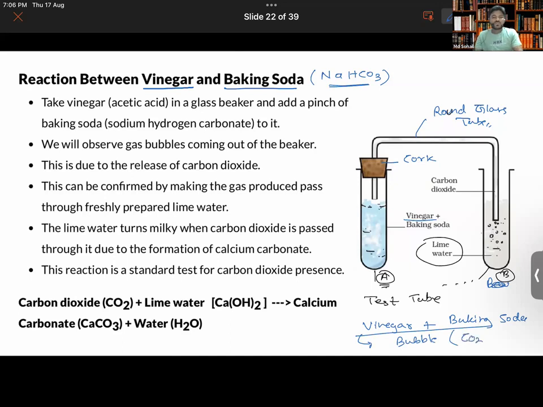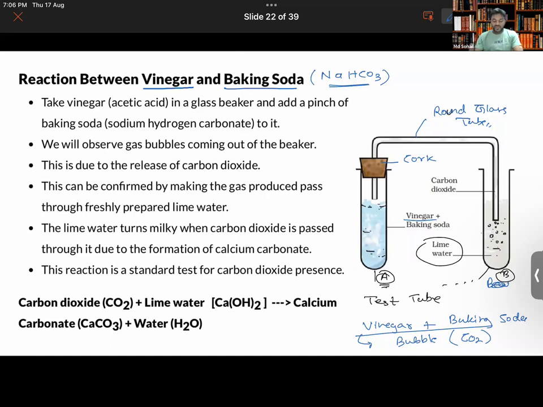Right now, the bubbles that were coming out of the beaker were due to the release of carbon dioxide. The reaction between vinegar and baking soda gives off bubbles because of the carbon dioxide formed there. So the question of this activity is: how do we confirm that this gas which is evolving is actually carbon dioxide?